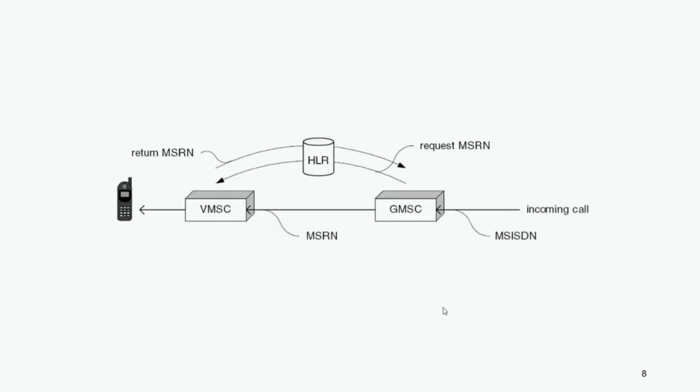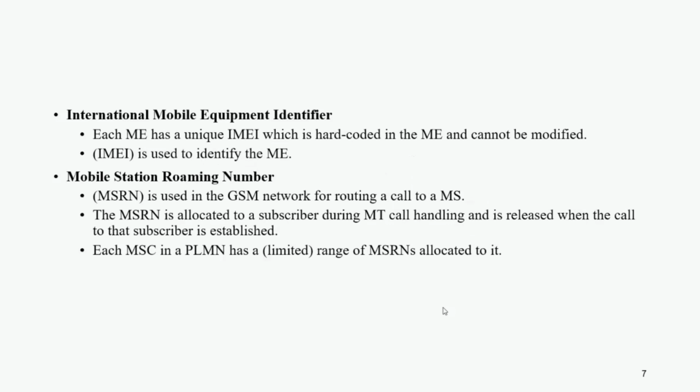Other identifier is the mobile station roaming number, also called MSRN. The purpose of MSRN is to route a call from one mobile station to another mobile station. As they are limited in a network, whenever there is a request for a call, the mobile switching center allocates a new MSRN to the mobile user. When that call is released or disconnected, the MSRN will also be released.